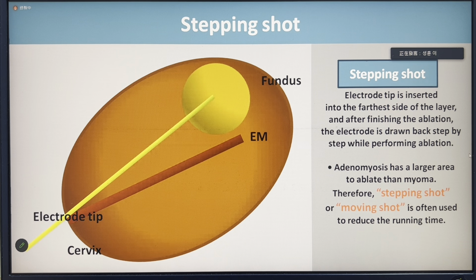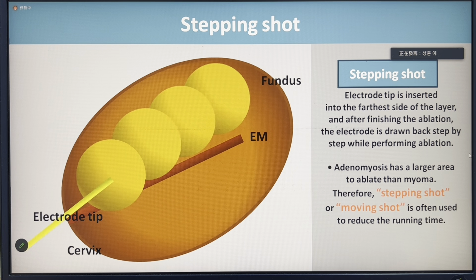Electrode tip is inserted into the target farthest side of the layer, and after finishing the ablation, the electrode is drawn back step by step while performing ablation. We call this stepping shot. Adenomyosis has a larger area to ablate than myoma. Therefore, stepping shot or moving shot is often used to reduce the running time.